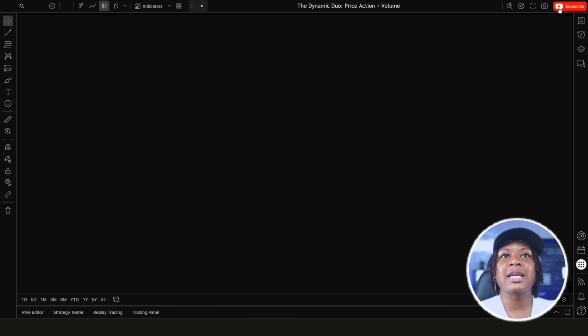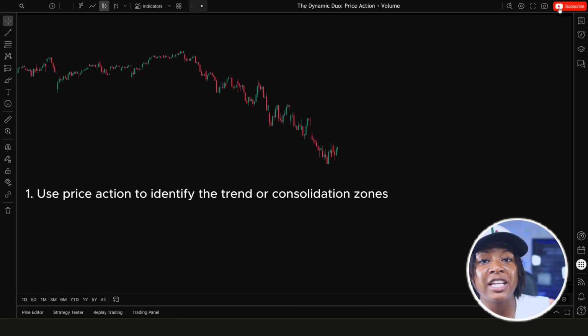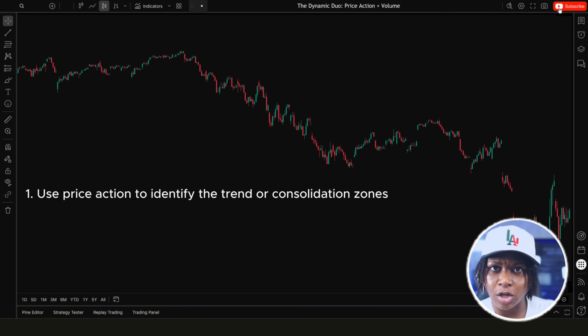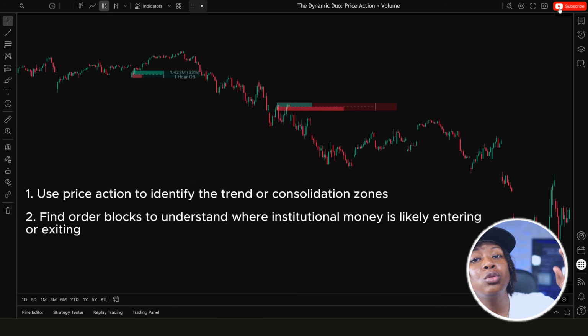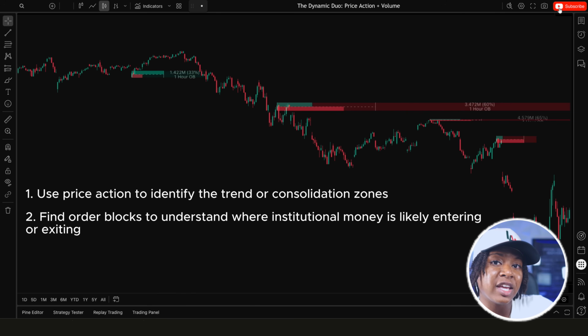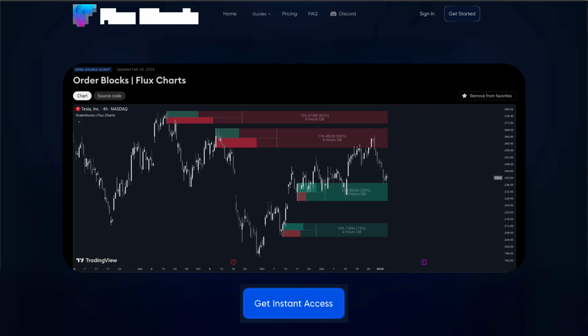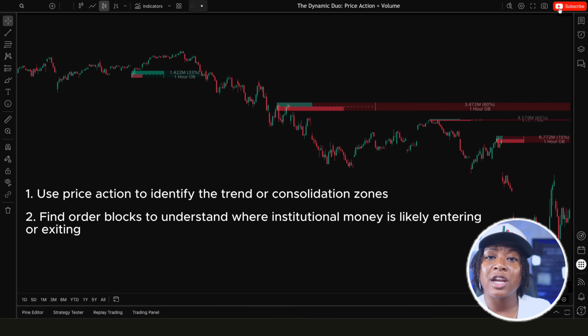So here's how I connect all of those dots between the price action, the volume, and the order blocks. You can use the price action to find the trend or consolidation zones or those ranging zones. Use your order block to understand where the institutional money is likely jumping in or jumping out. And here's another thing. There's a free Flux Charts order block indicator on TradingView. Lifesaver. Shout out to Flux Charts. They're amazing. The Flux Charts indicator shows you exactly where that serious action is happening. So you're not just guessing.